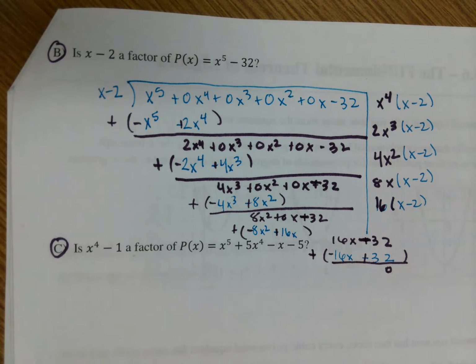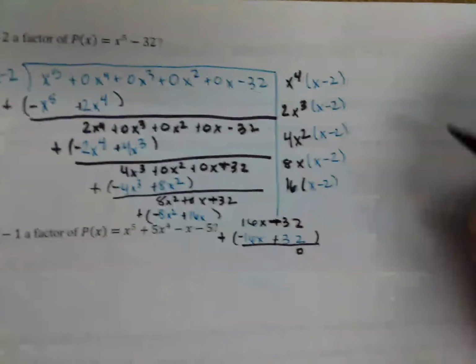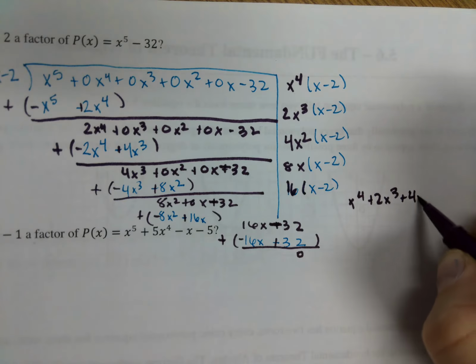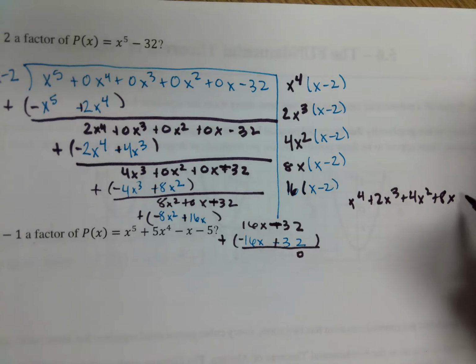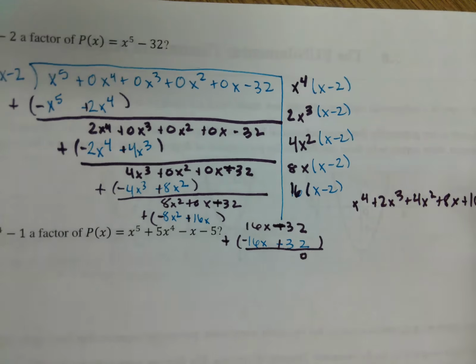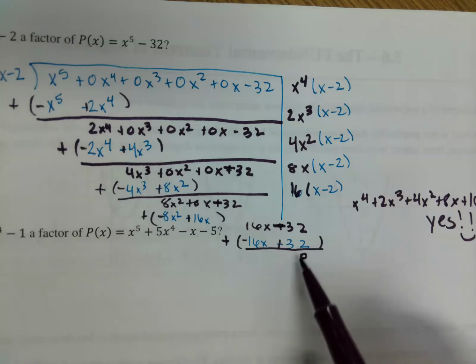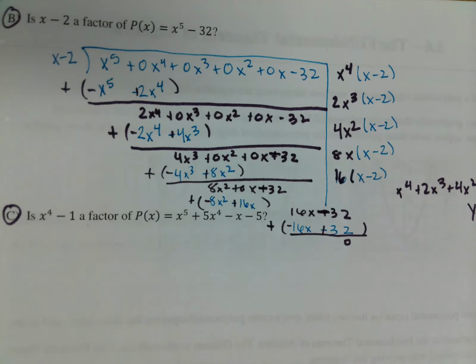So for this first one, if you were to divide it out, you should get x to the fourth plus 2x cubed plus 4x squared plus 8x plus 16. So is this a factor? Yes, it's a factor because we have no remainder.